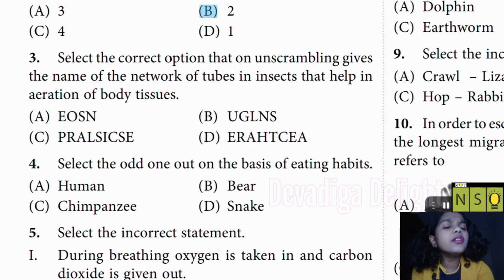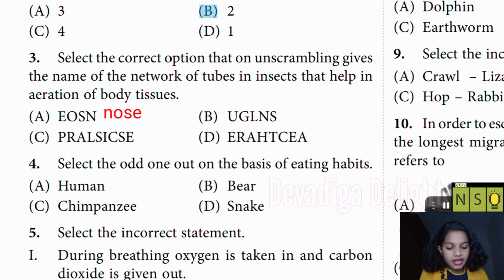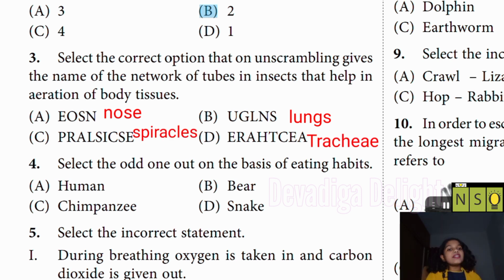Select the option that on unscrambling gives the name of the network of tubes in insects that help in aeration. Here A will be EOSN. When you unscramble it, it will become NOSE. And B is LUNGS, lungs. Now C is spiracles. And the next one is trachea.